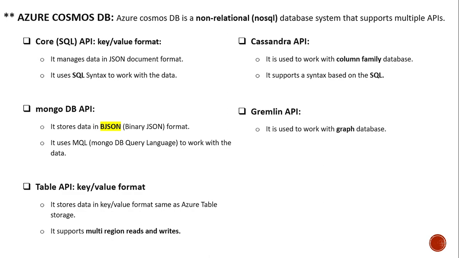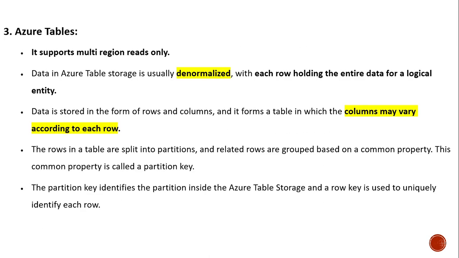The next one is the MongoDB API. It stores data in binary JSON format, and it uses MongoDB query language to work with the data. The third one we have is the Table API, which is also key value format. It stores data in the key value format, same as Azure Table storage, and it supports multi-region reads and writes. I have seen one question several times: this Table API supports multi-region reads and writes, and the one we saw earlier, Azure Table, supports multi-region reads only. So this is a question which will confuse you several times.